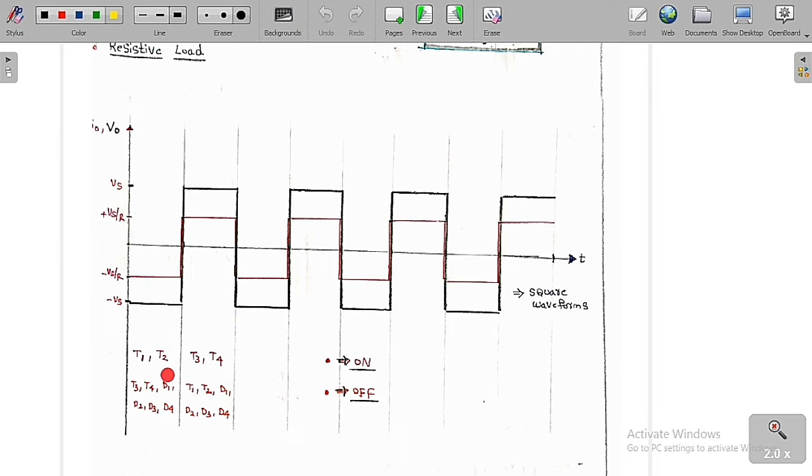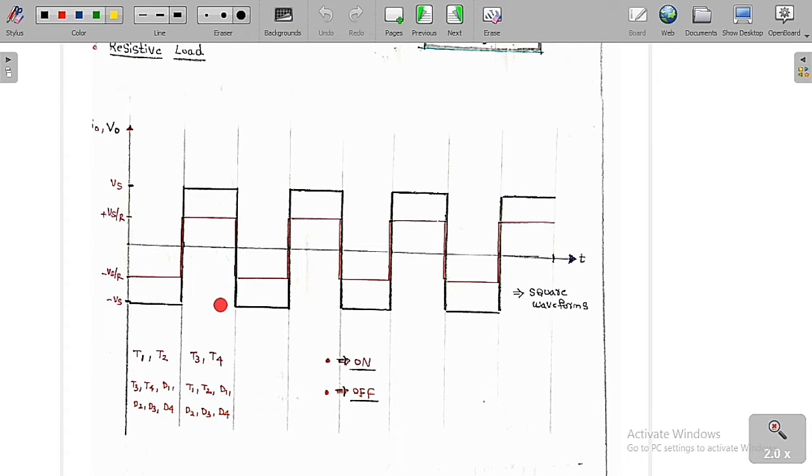Whenever T1 and T2 are on, you can see from the circuit diagram, therefore the output voltage is equal to minus Vs. The output current is equal to the output voltage by R, therefore minus Vs by R.